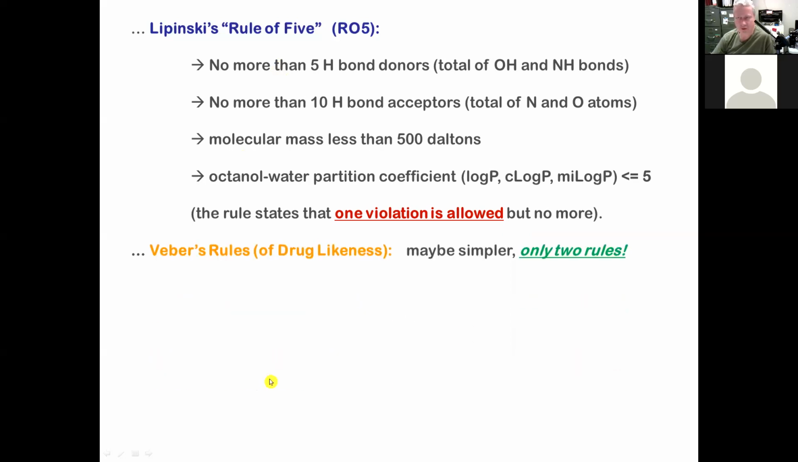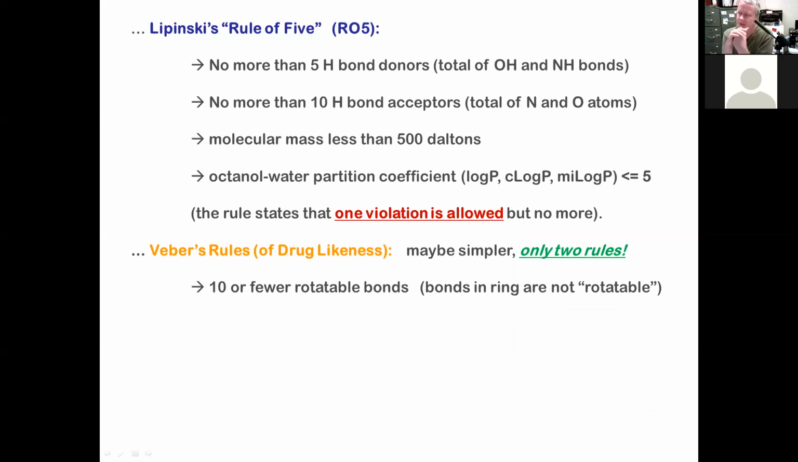With the Weber rules, there's only 2 rules, and that makes it easier. 10 or fewer rotatable bonds. We'll look at examples of this. It's usually pretty easy to figure out what a rotatable bond is. It's usually atoms that are not in rings that are kind of poking out that can rotate around. We'll look at those in a second. And the Weber second rule is the PSA or TPSA, because that's what you got, cannot be greater than 140. So that's nice. This is a pretty simple set of rules. And there's no exceptions to the Weber, whereas with Lipinski, you can have one violation.